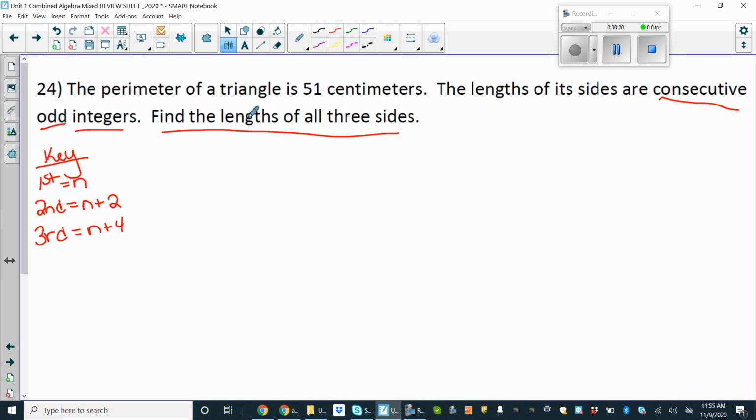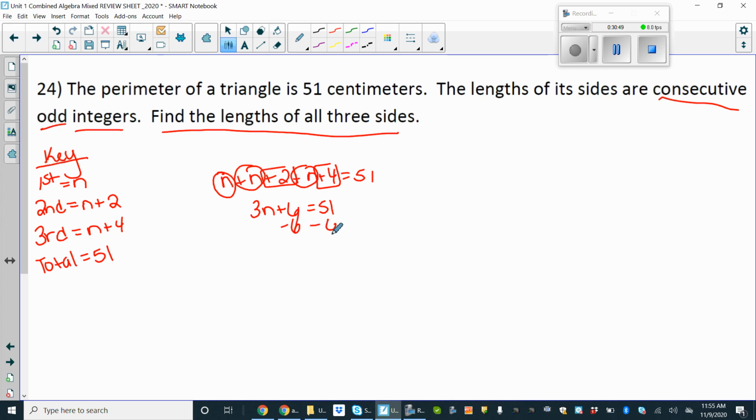Now, to find the perimeter of a triangle, you add up all the sides, and their total perimeter is 51. So we're going to add up n plus n plus 2 plus n plus 4 equals 51. We combine n plus n plus n is 3n, plus 2 and 4 is 6, equals 51. Subtract 6 on both sides. You get 3n equals 45. Divide by 3 on both sides. You get n equals 15.